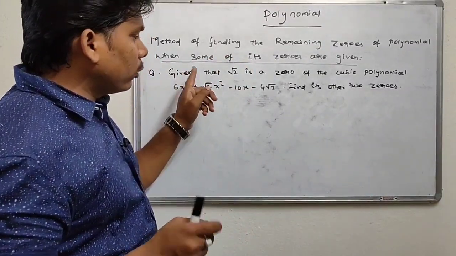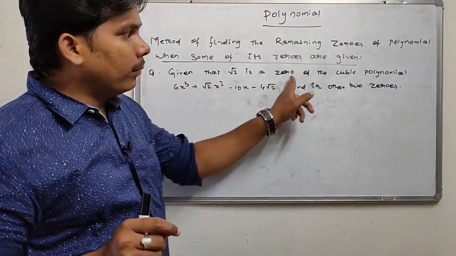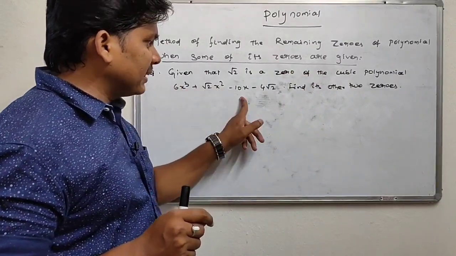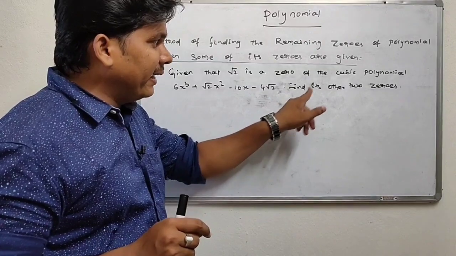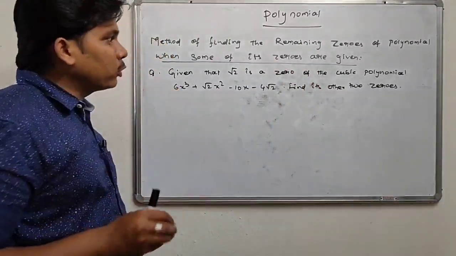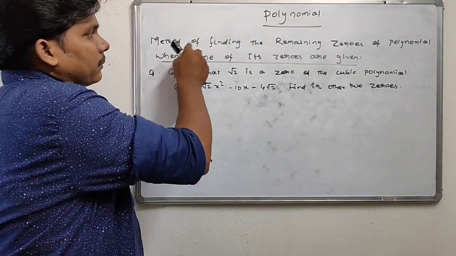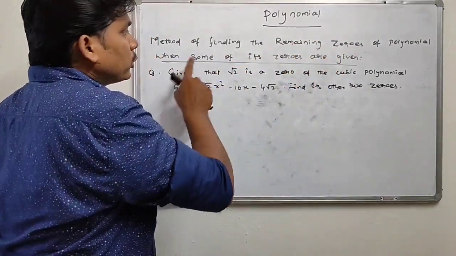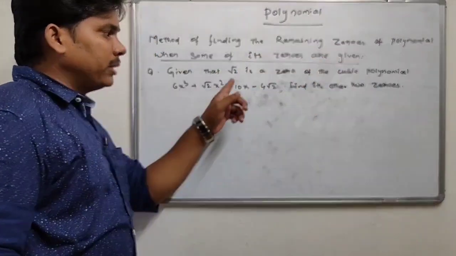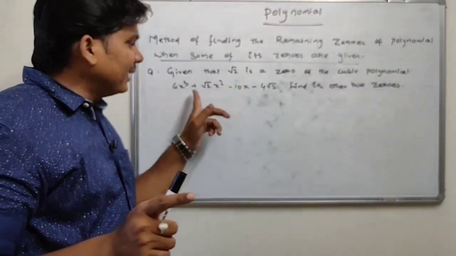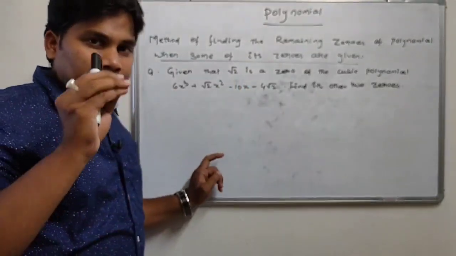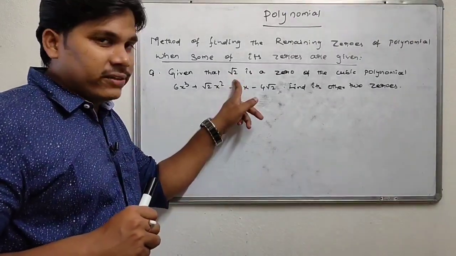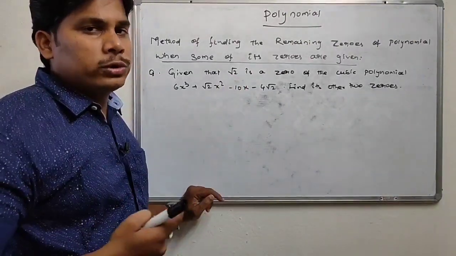See, the question is given that root 2 is a zero of the cubic polynomial 6x cube plus root 2x square minus 10x minus 4 root 2, find its other two zeros. So what is the method we are following here? The method is finding the remaining zeros of a polynomial when some of its zeros are given. Here 1 zero is given. As it is a cubic polynomial, a maximum of 3 zeros is possible. As 1 zero is given, we can find the maximum 2 zeros.